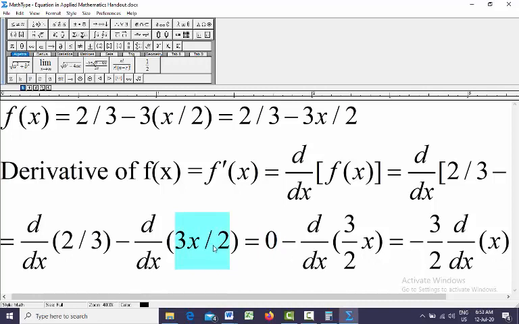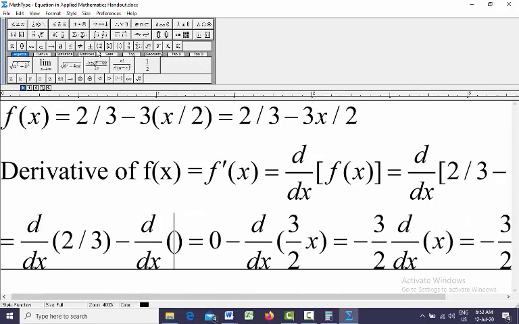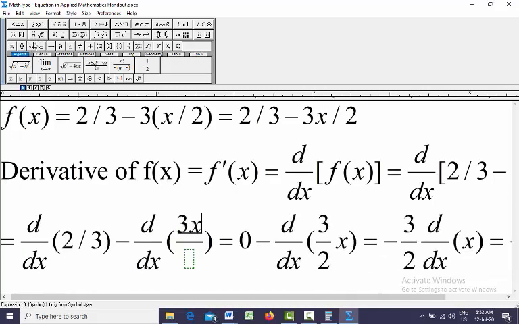So that means, if I write it in other way, let me write it like this way so that you get a clearer picture. 3x by 2. So we have to do the differentiation of 3x by 2. So 3x by 2 can be written as like this.